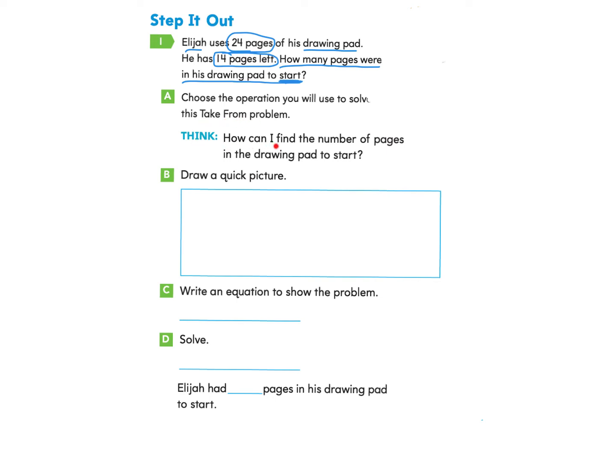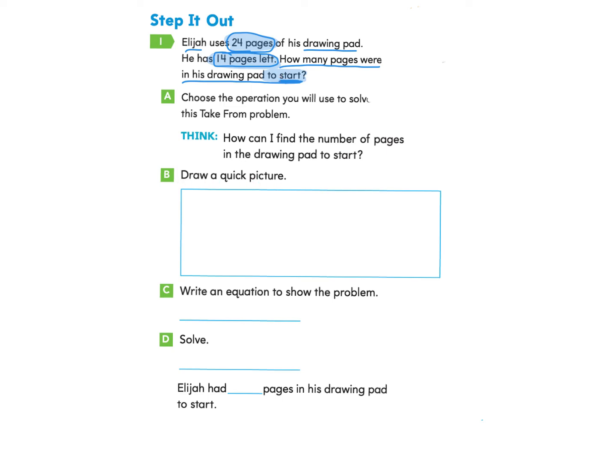Think, how can I find the number of pages in the drawing pad to start? So we are going to just review the problem again. We show that there were 24 pages that he used and he only has 14 left. So we're trying to find the amount of pages that he had to start with. So it looks like we're going to be doing an addition problem by putting those two numbers together to find the unknown number. So let's look at part B.